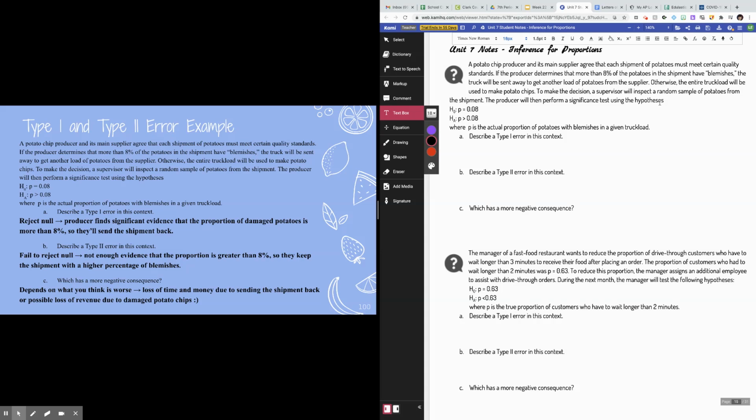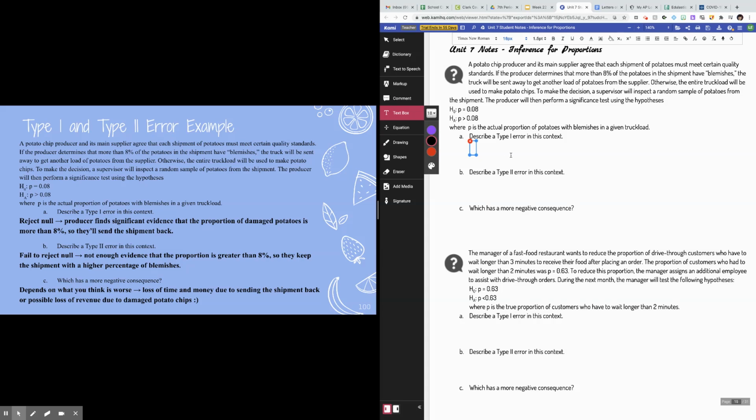So they're going to run a hypothesis test here where we're going to assume that the true percentage of potatoes that have blemishes is 8%. And we're trying to decide if we want to keep them or send them back. We're going to send them back if the proportion is actually greater than 8%, so that's our alternative hypothesis. So we want to describe a type 1 and a type 2 error in this context.